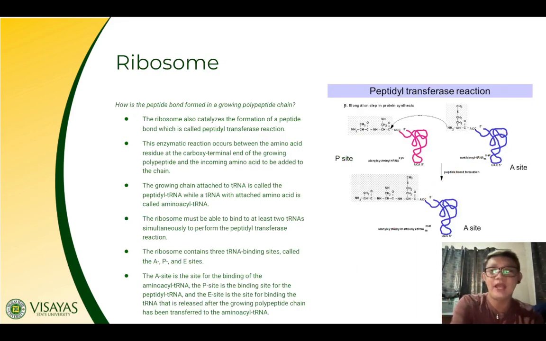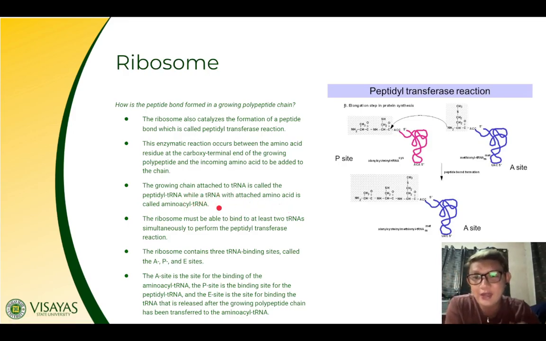Now, how is the peptide bond formed in the growing polypeptide chain? So the ribosome also catalyzes the formation of a peptide bond, which is called the peptidyl transferase reaction. This enzyme reaction occurs between the amino acid residue at the carboxy terminal of the growing polypeptide and the incoming amino acid to be added to the chain. The growing chain attached to tRNA is called the peptidyl tRNA.